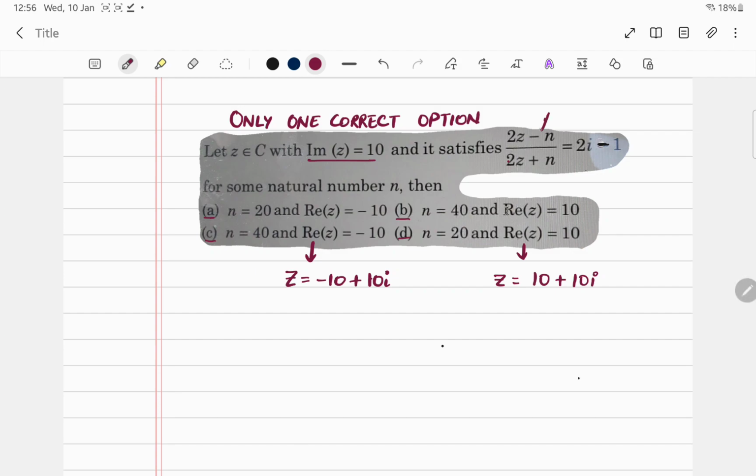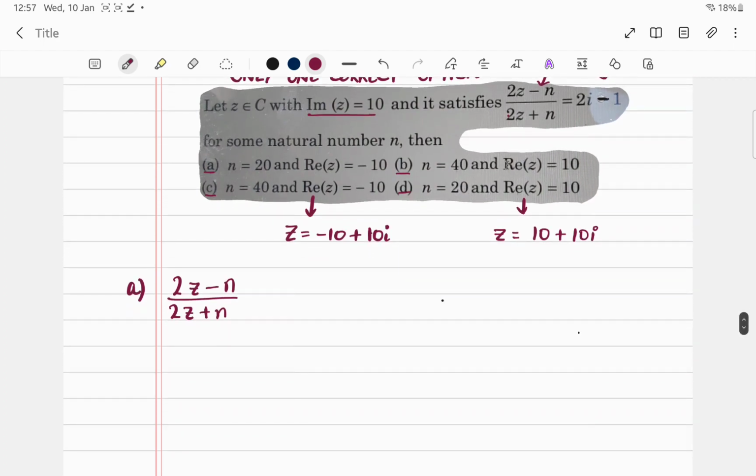Now let's use the left hand side first and see if we can get the right hand side. Let's start with the first one, which says 2z minus n over 2z plus n. When you're solving these types of questions, always stay focused at every step. At any point you can find that this doesn't work. You don't need to go to the end to satisfy yourself that it doesn't work. If you feel the equation is not working, you can stop there and choose another option. Do not waste time.